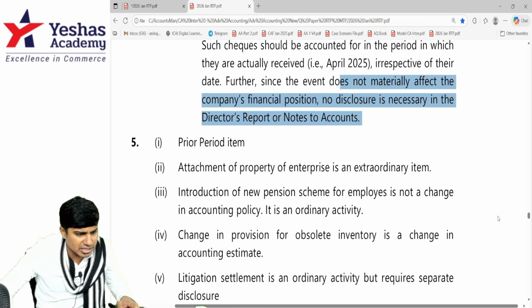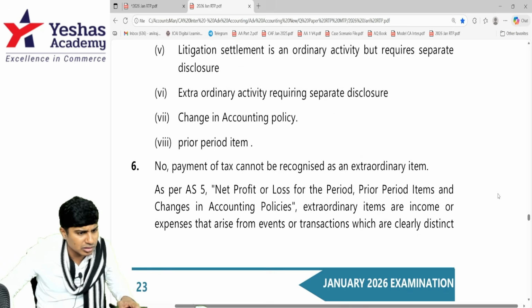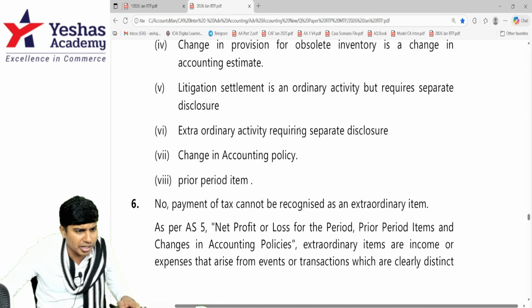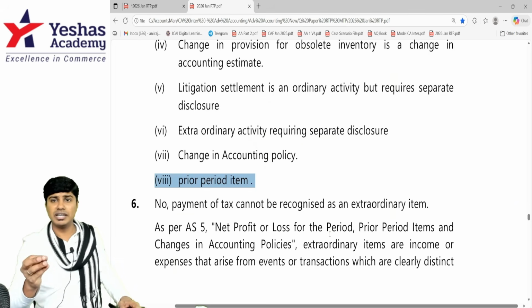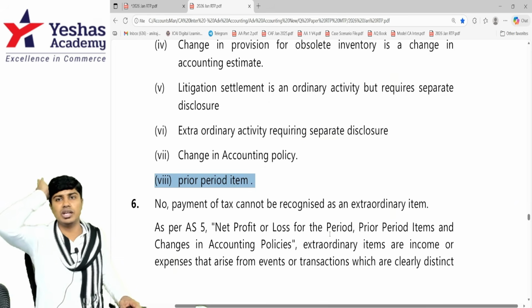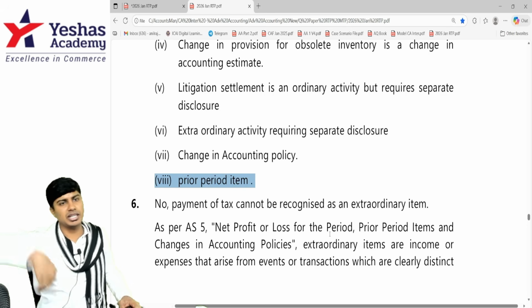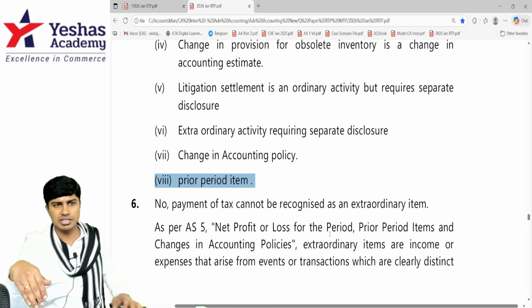Let's see once what is the answer that they have given. The last one. Yeah, they have given it as a prior period item. So this is slightly questionable. The assumption here is that grant was announced by the government last year only. We were supposed to recognize that income in the last year only. We have not done it last year. We have recognized it as income this year.